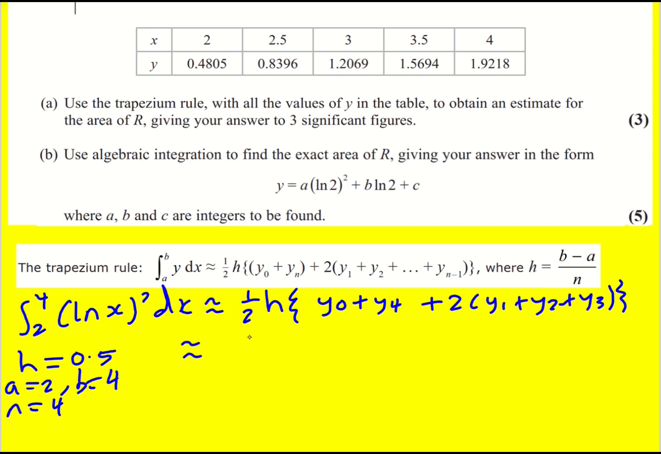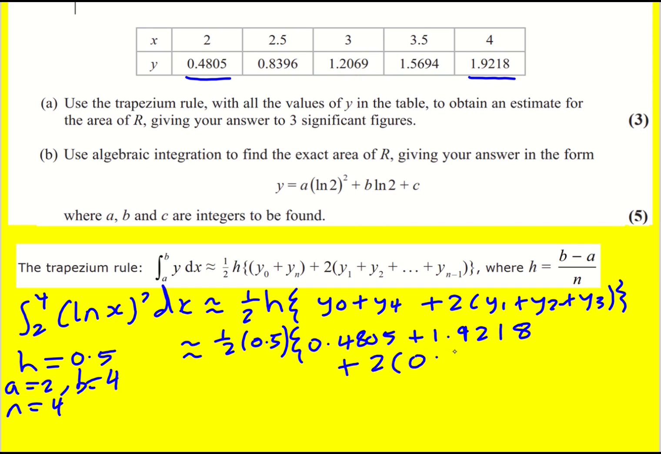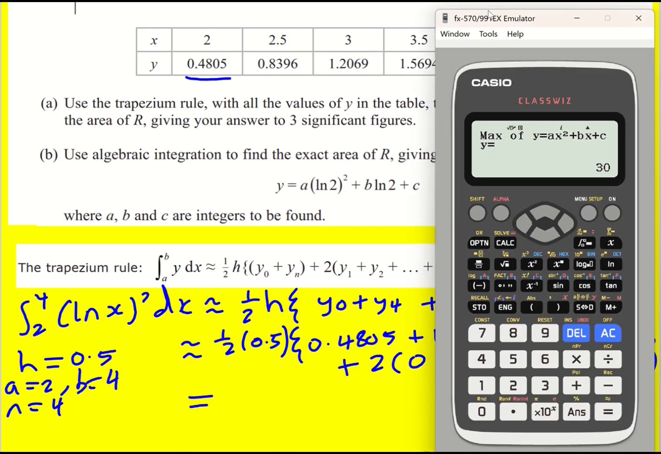Okay, so therefore it's going to be approximately a half times 0.5, and then we substitute in 0.4805, first one, and then the last one, 1.9218, plus 2 lots of the rest. Okay, and then just carefully put that into your calculator.